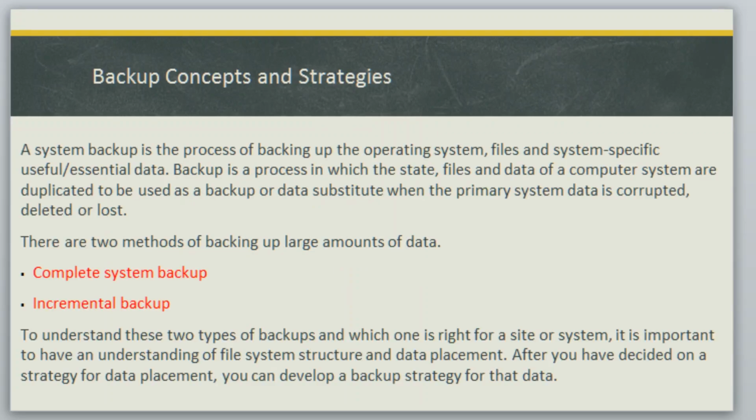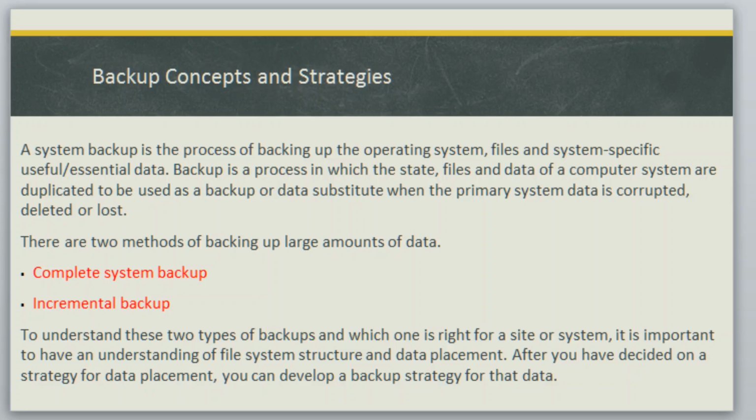First, let's talk about backup concepts and strategies. A system backup is the process of backing up the operating system, files, and system-specific essential data. A backup is a process in which the state, files, and data of a computer system are duplicated to be used as a substitute when the primary system data is corrupted, deleted, or lost. There are two methods of backing up large amounts of data: the complete system backup, or the incremental backup.